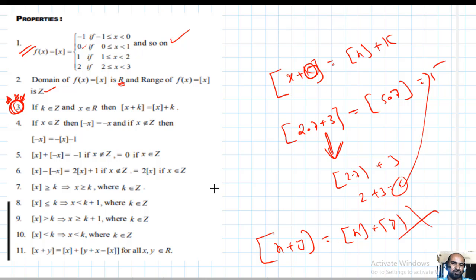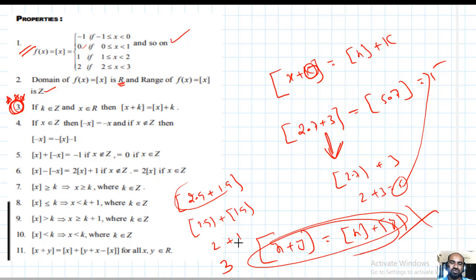I will show you. Step of 2.9 plus step of 1.9 is given. If you write it like this, what happens? Step of 2.9 means 2 only, and step of 1.9 means 1 only. The total answer is 3.